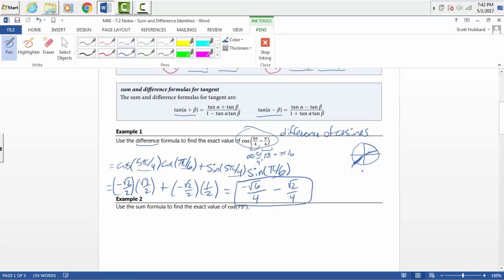So again, that just took knowledge of our unit circle, but also first applying the formula.